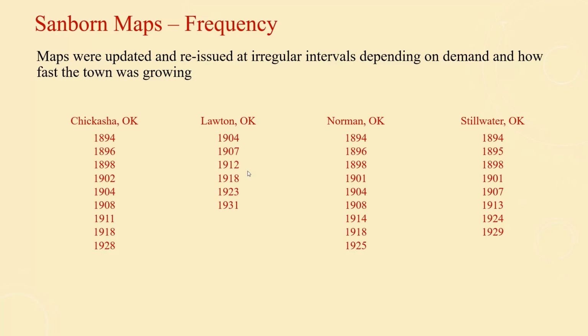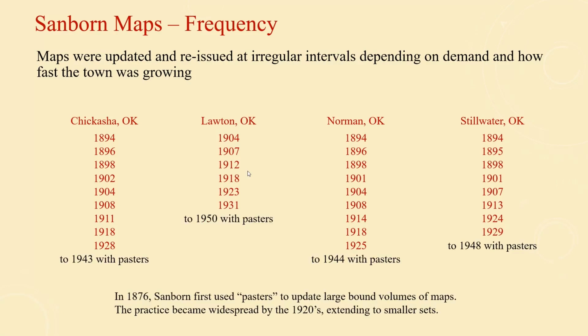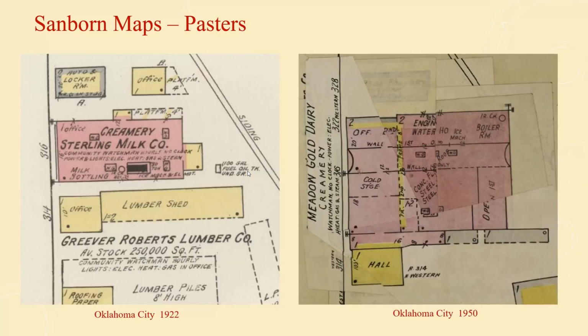And you'll see most of these end in the mid to late 1920s, 1931 there for Lawton. That's because Sanborn started in the 1920s a system where, instead of reissuing a brand new set of maps, they put what they call pasters on the map to correct the maps, to bring them up to date. They actually started using these very early in 1876, but they didn't use them very much until the 1920s, when they really started using them all across the board for all their maps.